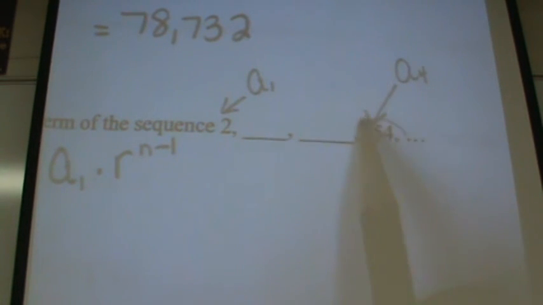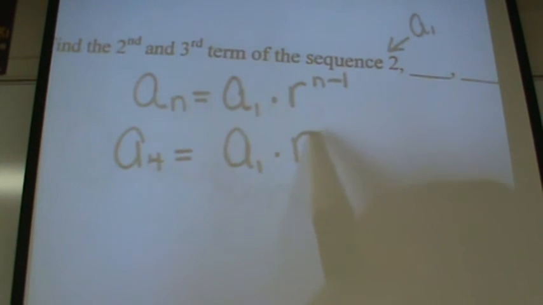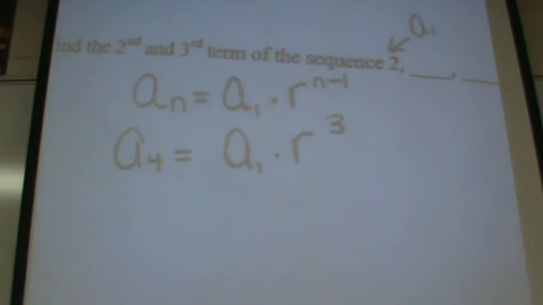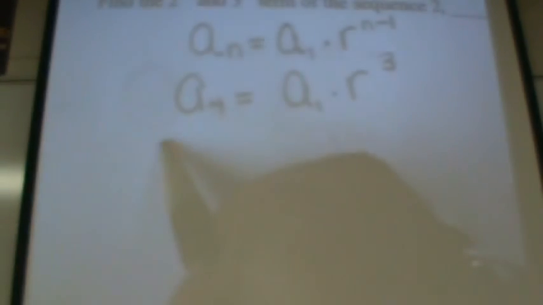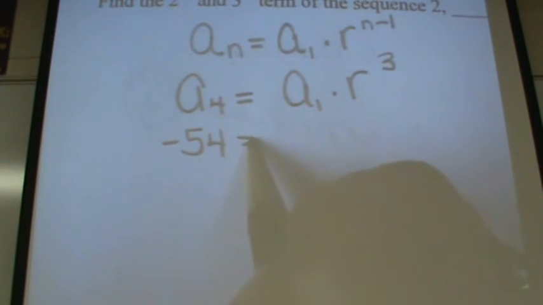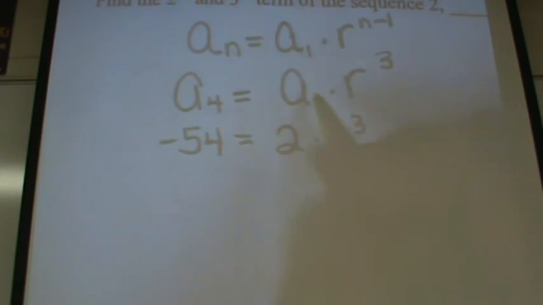So if I put the fourth term here and the first term, what should r be here? If you subtract these two, you're going to get a 3 right here. Yep. So now we're going to plug in, what is the fourth term? What's the first term? We don't know what r is. That's what we need to find out. So how are you going to get r? I'm going to get it by itself. Divide by 2.